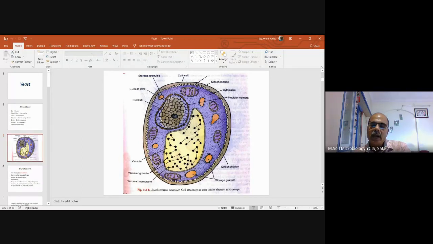Draw a neat labelled diagram of the yeast cell structure. Under that circumstance, you should be able to show the yeast cell structure.